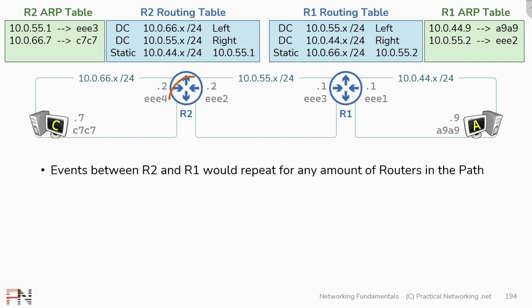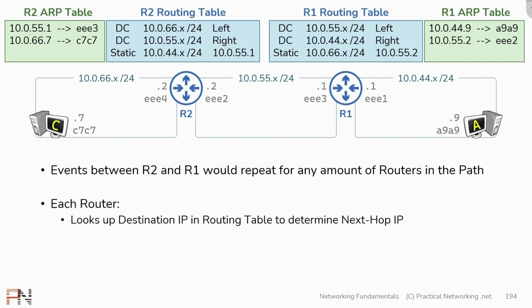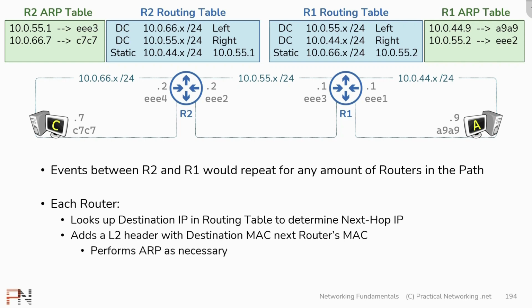Everything we did between router 2 and router 1 in order to move data from host C to host A would repeat for any amount of routers in the path. In each case, every router in the path would look up the destination IP address in their routing table to determine the next hop IP address, and then construct a layer 2 header with the appropriate MAC addresses to get the packet across to the next hop. If for whatever reason a router doesn't know the destination MAC address, that router will perform ARP as necessary.